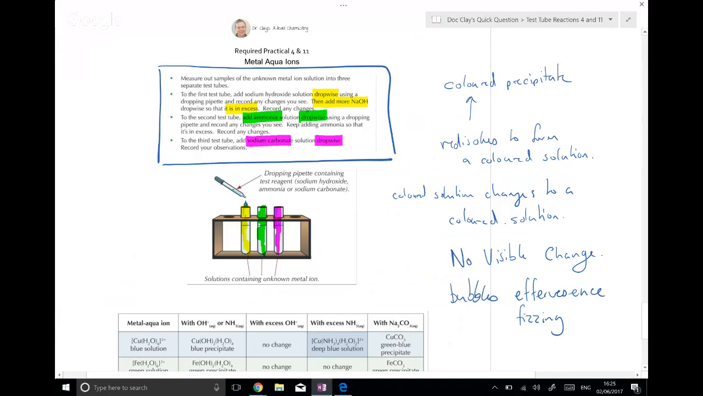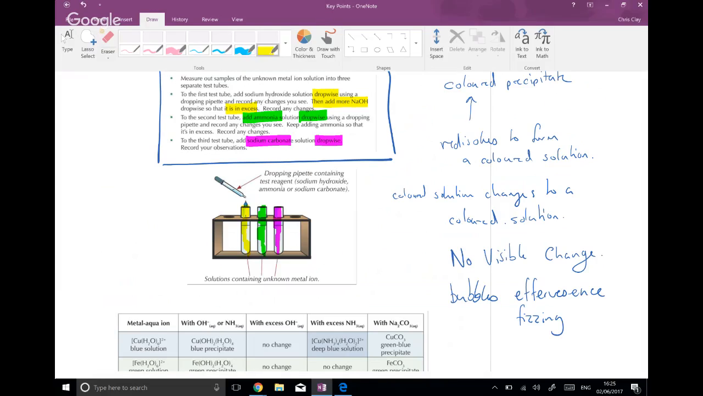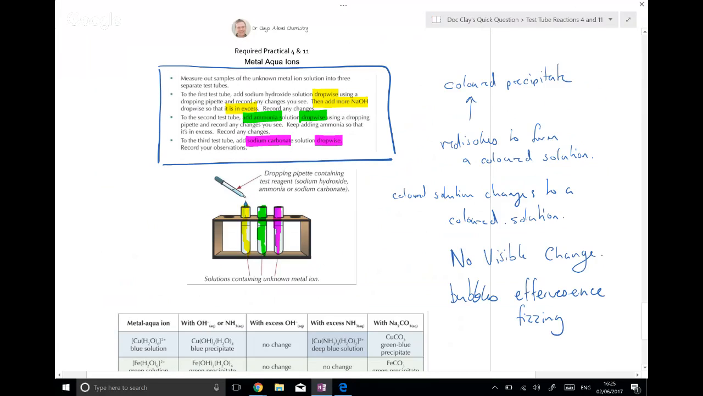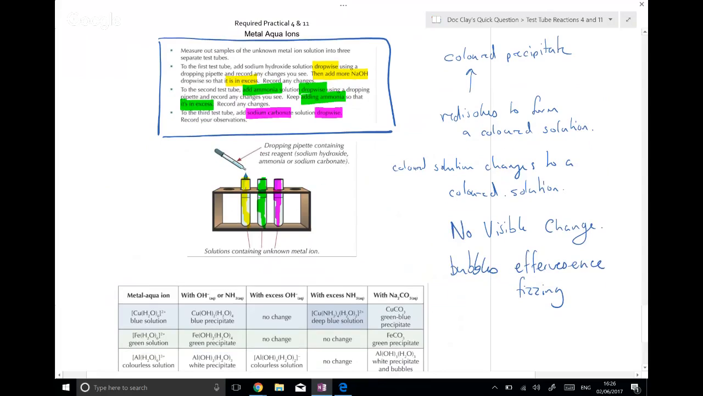You may add more sodium hydroxide solution until it's in excess. Excess is more sodium hydroxide than is required. And we would do the same as well with ammonia. Now, with ammonia, quite often, rather than using dilute ammonia to excess, what you end up doing is you keep adding ammonia, but you tend to start using concentrated ammonia. So that is the steps you would need to do in order to identify the samples.